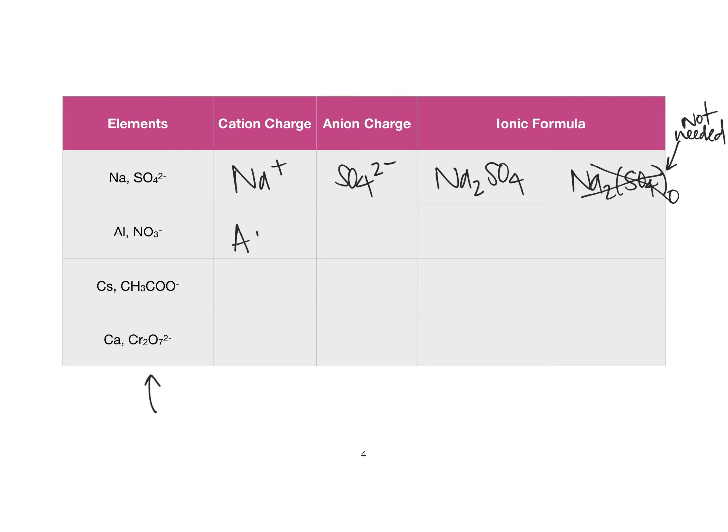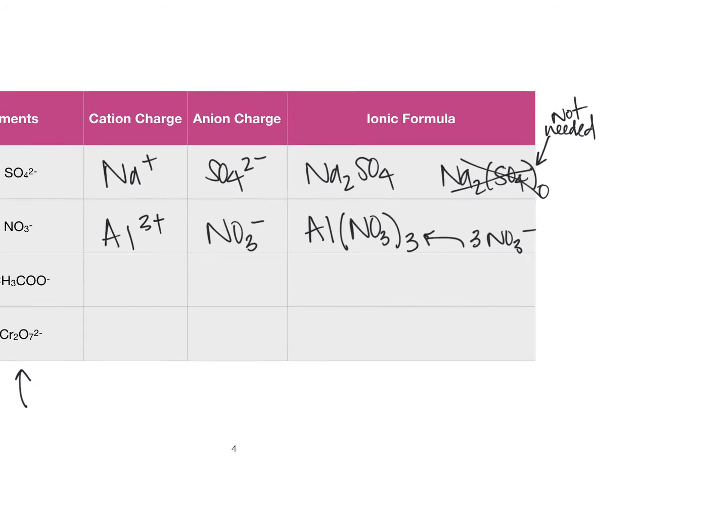Aluminum, Al, has a 3 plus charge, and nitrate has an NO3 minus. So now we're going to need 3 nitrate molecules for every 1 aluminum. So our chemical formula is going to be Al, open parentheses, NO3, close parentheses, 3, where this 3 means there are 3 NO3 minus and only 1 aluminum. So the parentheses goes on the outside.